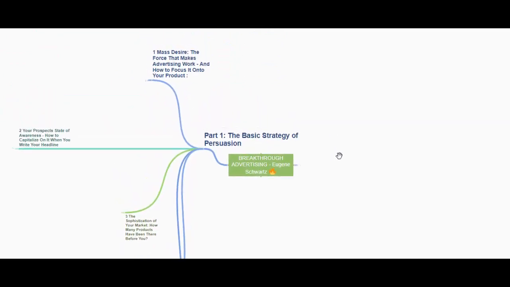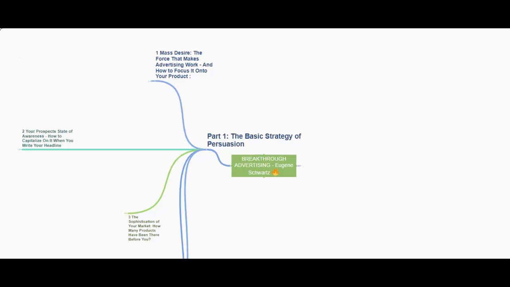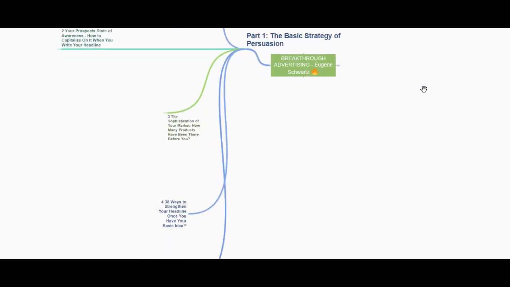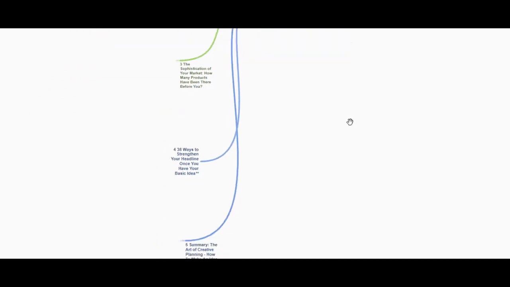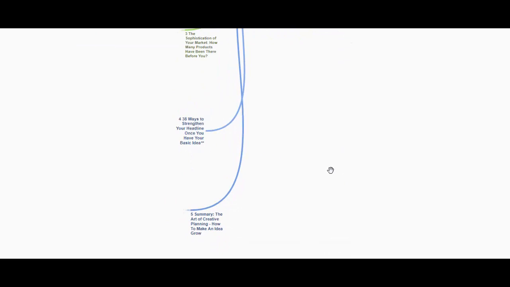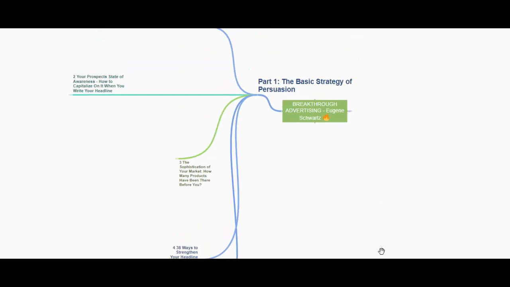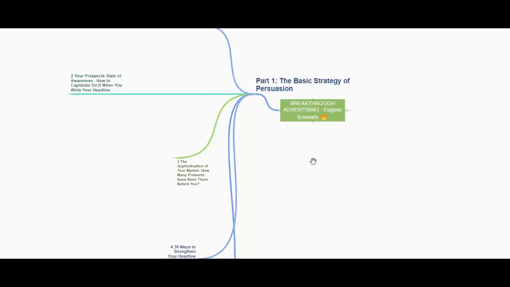The first is mass desire. The second is your prospect's state of awareness and how to capitalize on it when you write your headline. The third is the sophistication of your market and how many products have been there before you. The fourth is 38 ways to strengthen your headline once you have your basic idea. And fifth, in summary, is the art of creative planning, how to make an idea grow. Okay, so that's part one of the book. That's going to cover the basic strategies of persuasion.